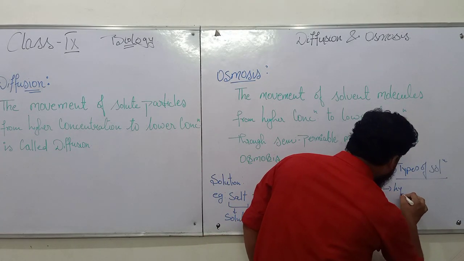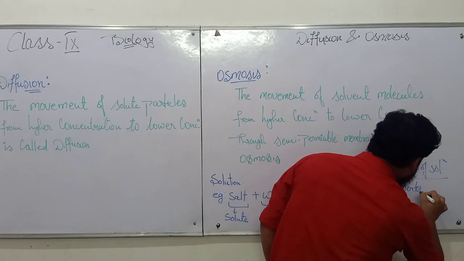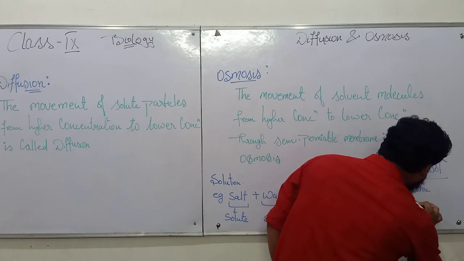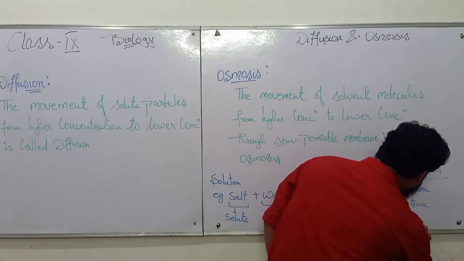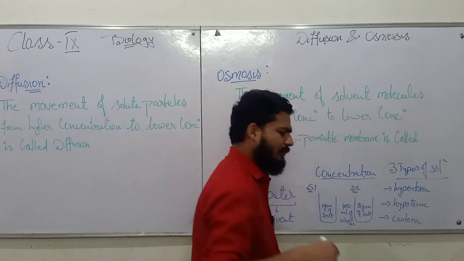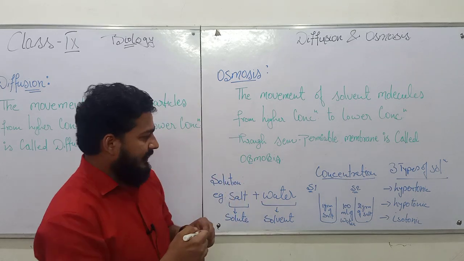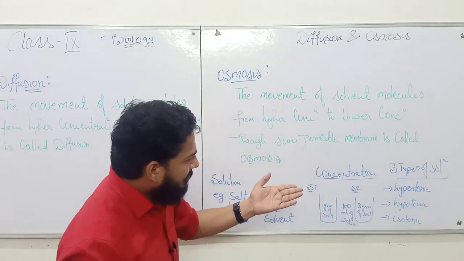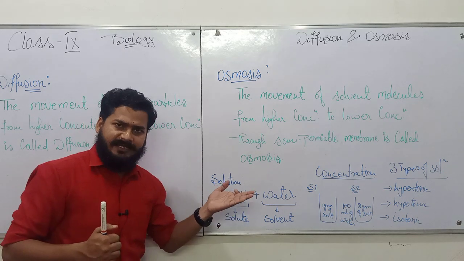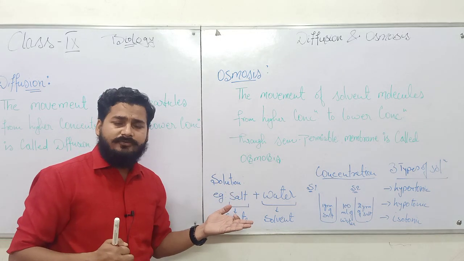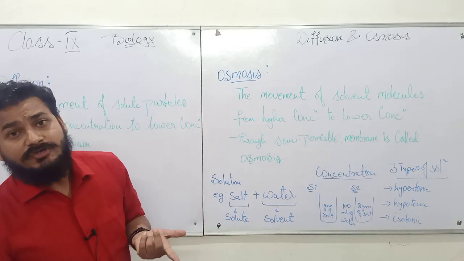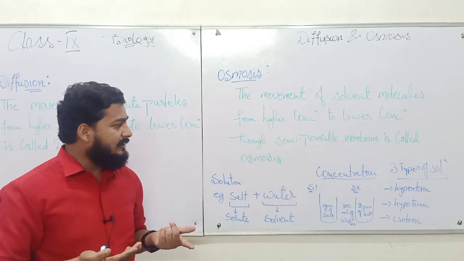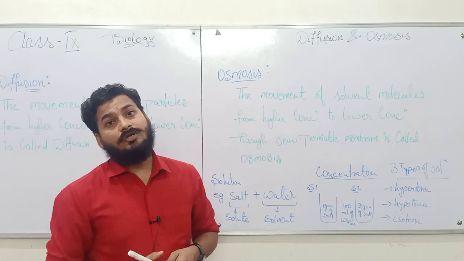It is very simple to understand the names hypertonic, hypotonic, isotonic solutions. There are 3 types of solution: hypertonic, hypotonic and isotonic, and these 3 have been decided on the basis of the amount of solute in the solvent. This has been categorized as the amount of solute in the solvent.